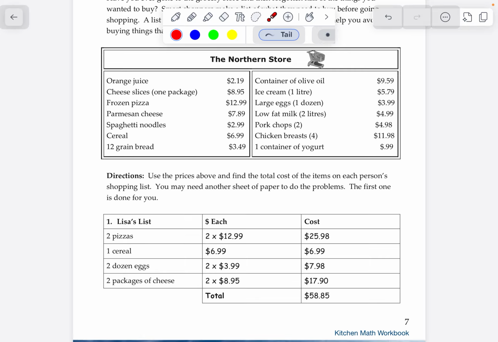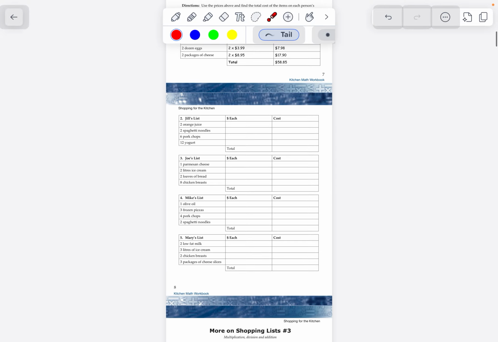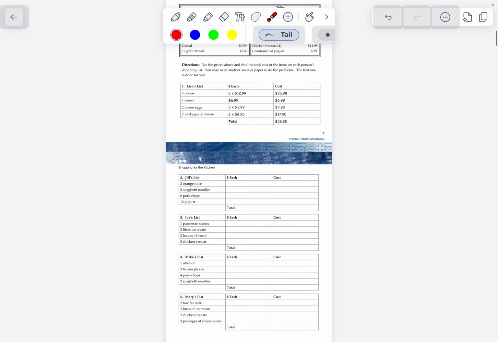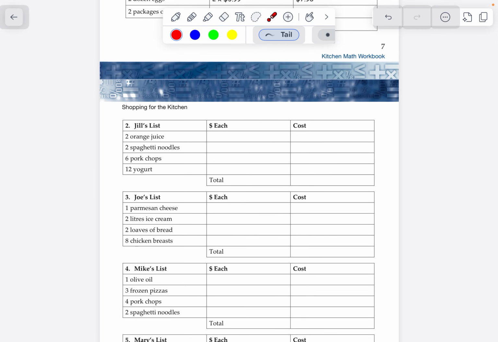And then they only bought 1 box of cereal, so that cereal is up here, $6.99. And then 2 dozen eggs. Each dozen is, if you look up on the list, $3.99, so just double it. And then cheese was $8.95 each, right here, and so just double that. And then you total it up. That's the total spend. So I should expect to see 2, 3, 4, and 5 on your paper where you are just finding the amount that they are spending.